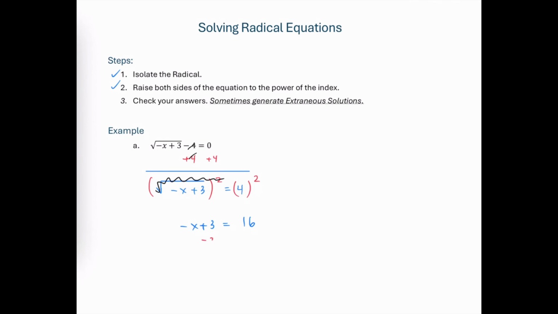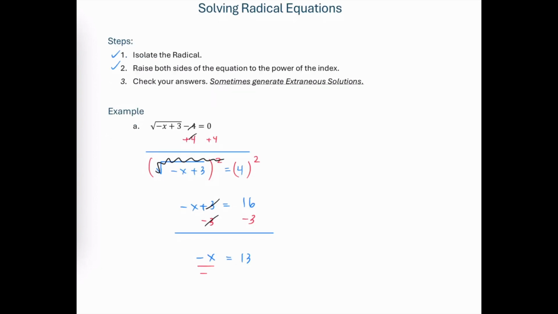Now we can use our standard linear process in order to solve for x. We'll subtract 3 from both sides to get negative x is equal to 13. And once we divide both sides by negative 1, we've now solved our equation. X is equal to negative 13.